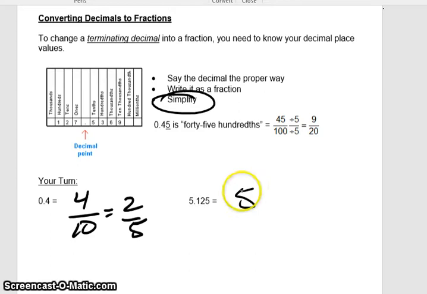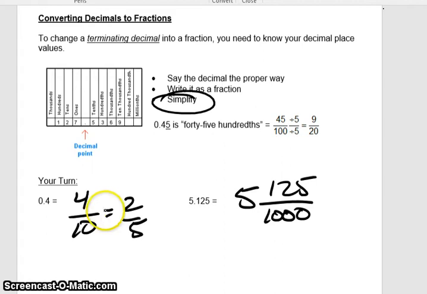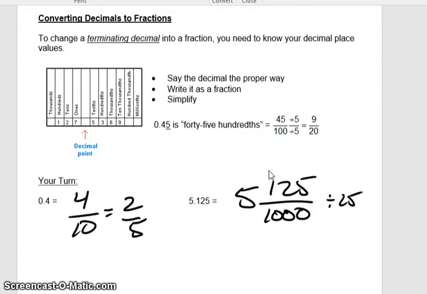5 and 125 thousandths. Yeah. So we just have to simplify now. If you want to use 5, fine. You want to use 25, fine. Actually, 125 ends up working. I'm going to use 25 for right now, just to kind of show you that you have to check again for your simplifying because it's not always going to have the right answer after you do it one time.